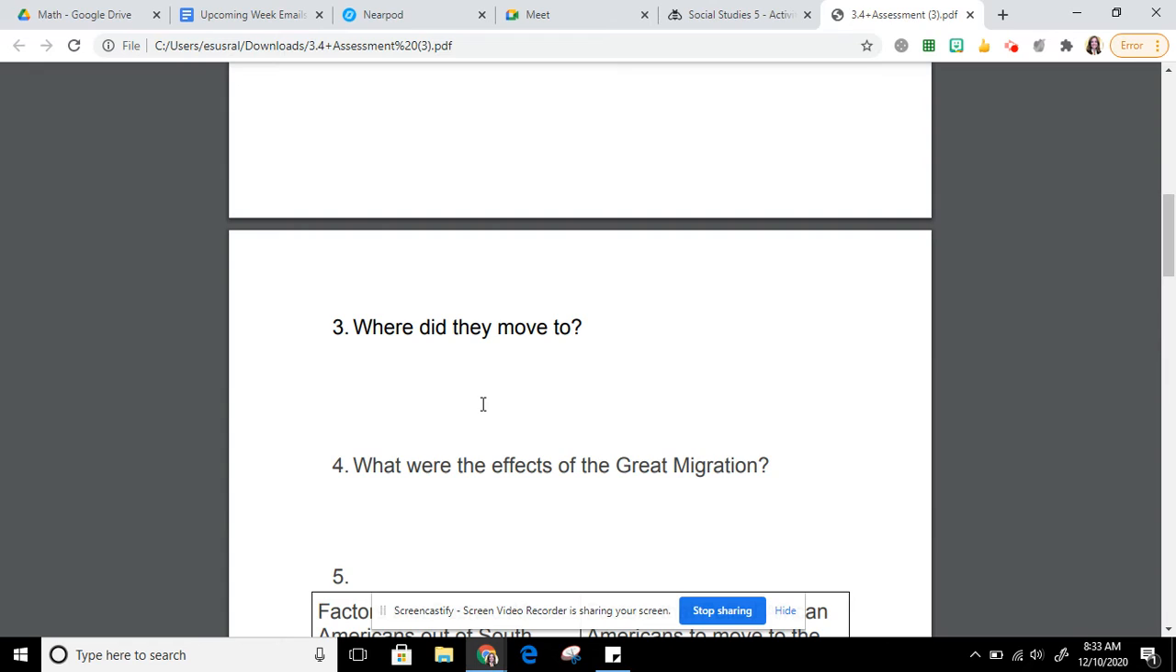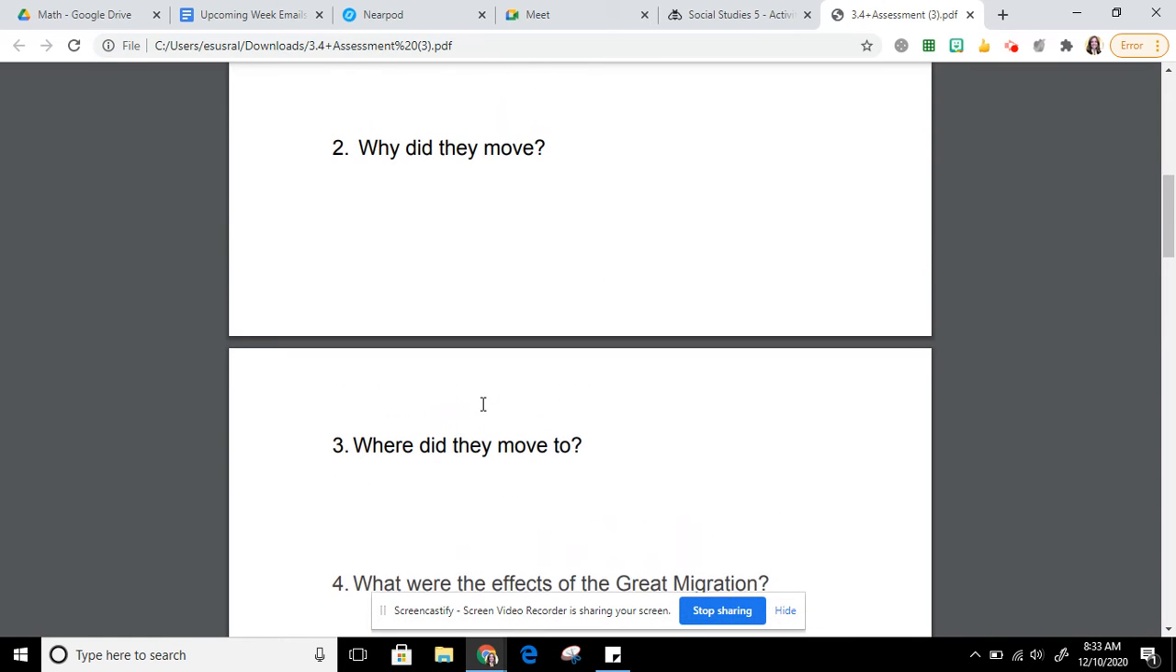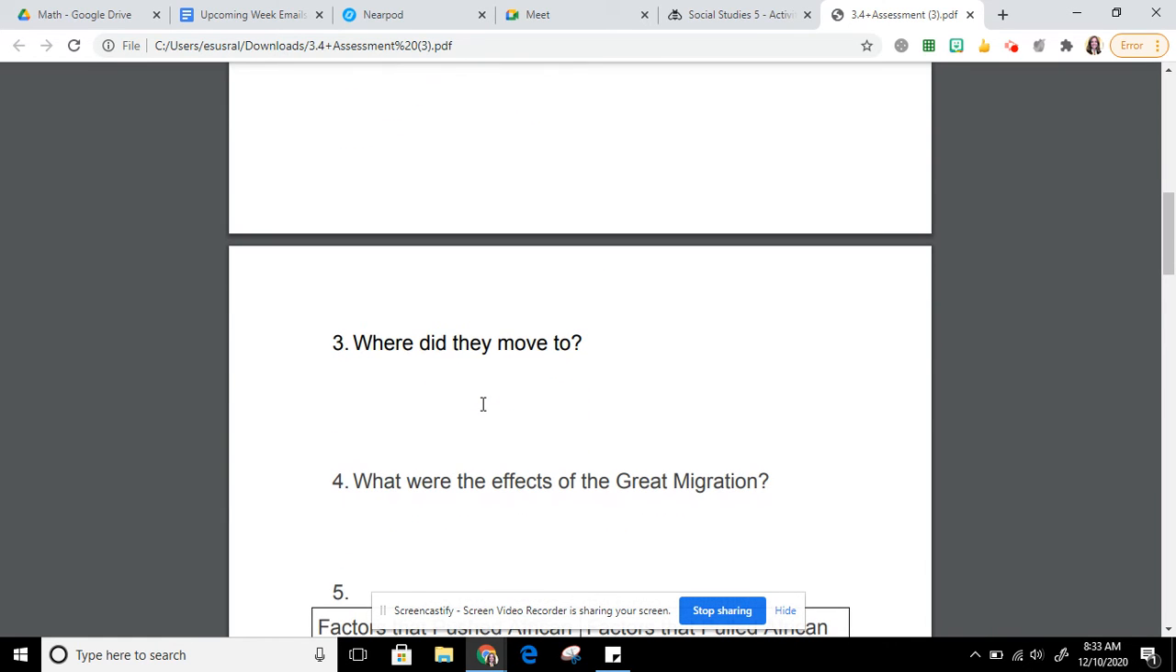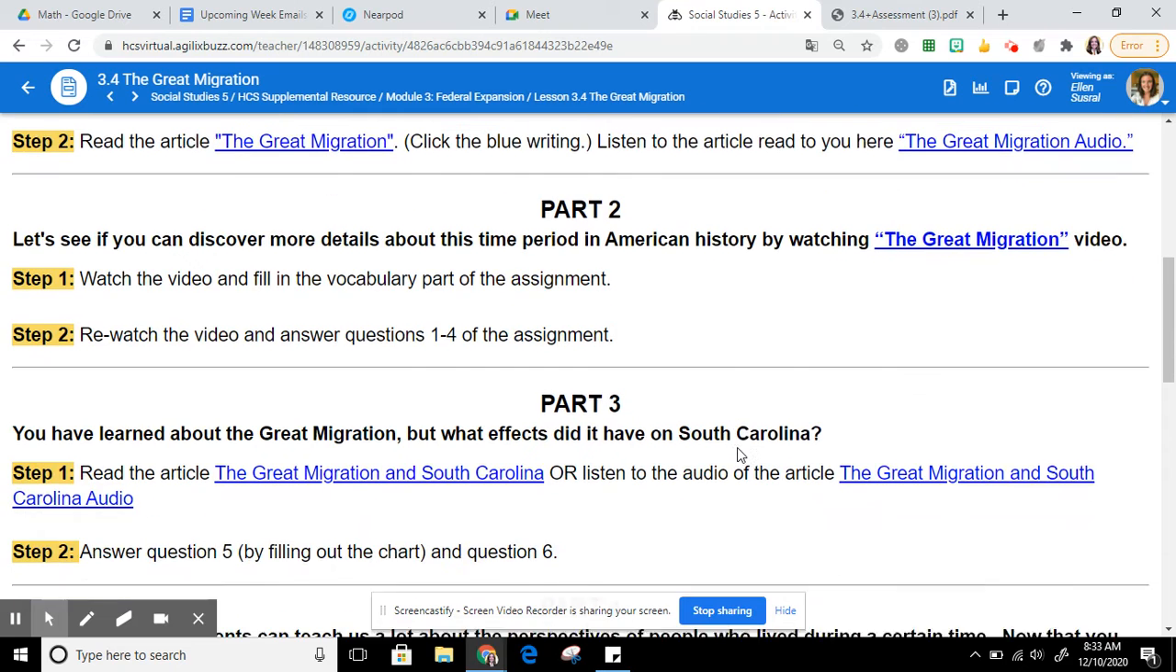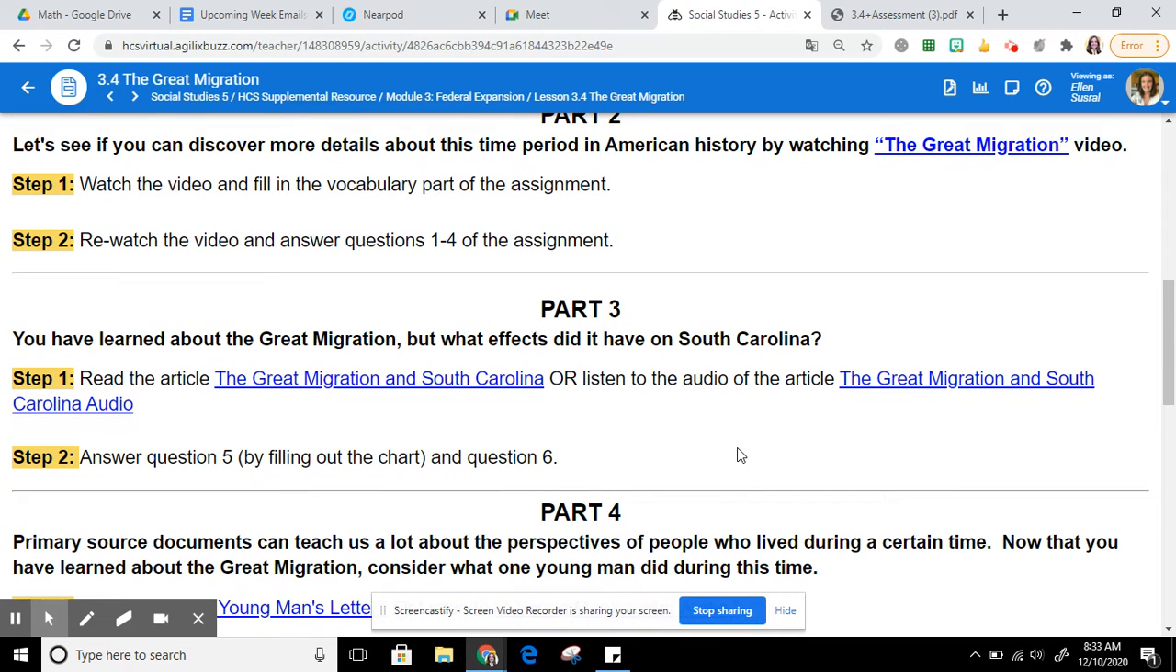Number 3, where did they move to? And number 4, what were the effects of the Great Migration? So make sure for numbers 1 through 4, you answer using complete sentences. And again, you can get those answers right from the part 2 video, The Great Migration. You might want to watch that video 2 or 3 times to get those answers. Once you're done with part 2, you'll move on to part 3.